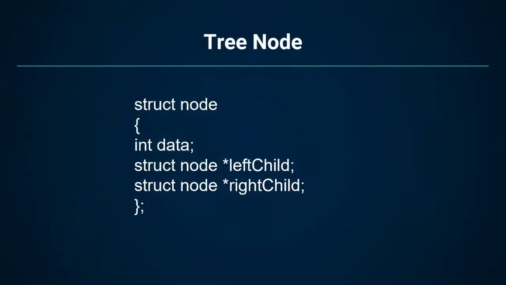Next point is a tree node. Here a structure named node is created. In that, an integer variable data is initialized first. Then again two structure pointers, that is a left child and right child, are also created.